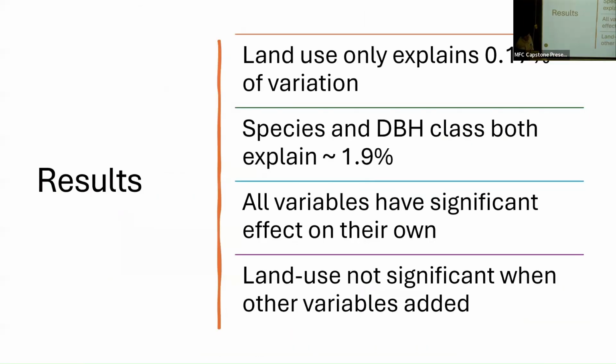And lastly, I decided to look at a linear model to observe the sum of squares. And it turns out land use, while statistically significant, only explains about 0.17% of the variation. And for context, species and DBH class individually both explain approximately 1.9% of the variation. So on their own, all these variables do have a significant effect. However, land use is not significant when other variables are added. Now, what could this mean for the town of Halton Hills?